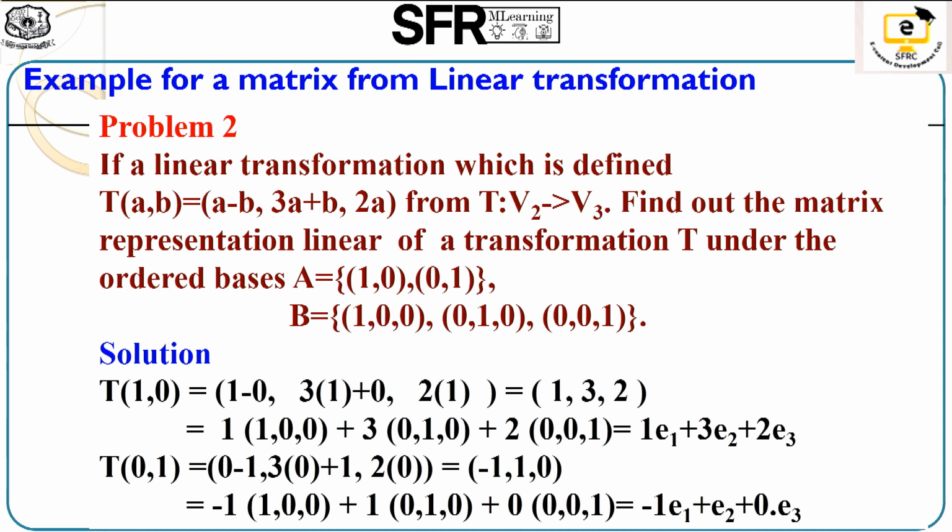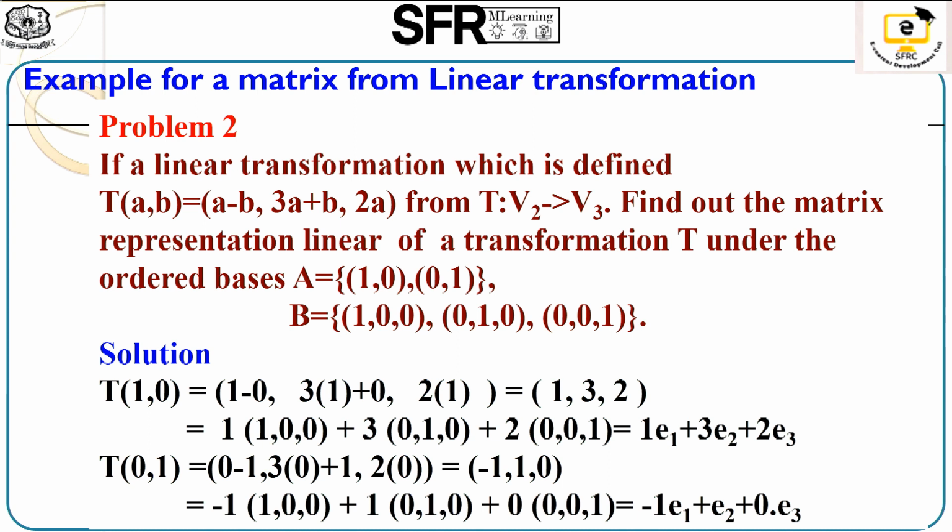We have a linear transformation defined as T of (a, b) equal to (a minus b, 3a plus b, 2a). This transformation is from V2 to V3. V2 has 2 basis elements and V3 has 3 elements. To find the matrix representation of the linear transformation T under the ordered bases A equal to the standard basis (1, 0), (0, 1), and B equal to (1, 0, 0), (0, 1, 0), (0, 0, 1).